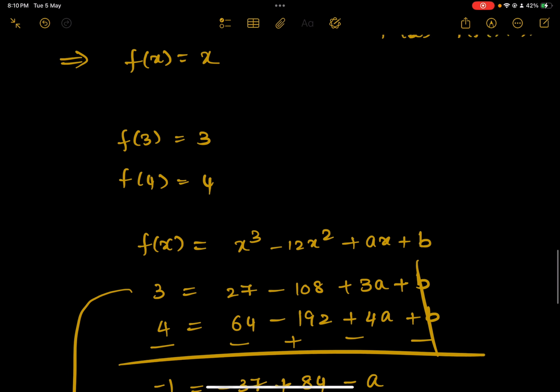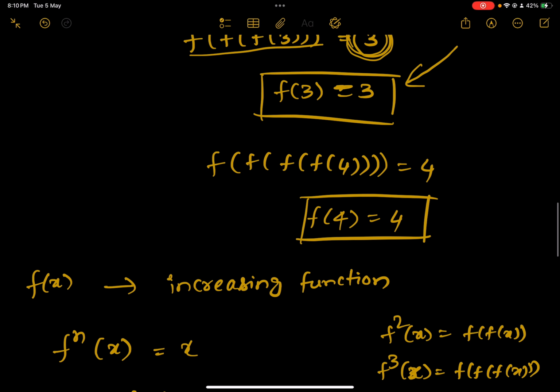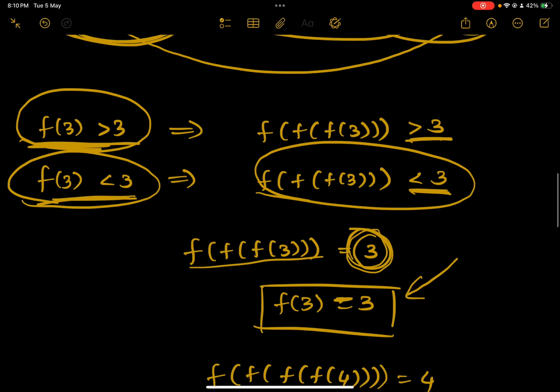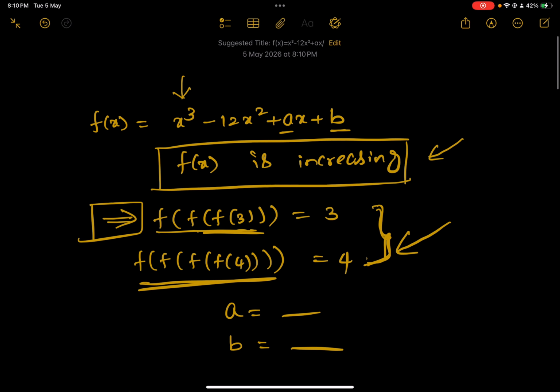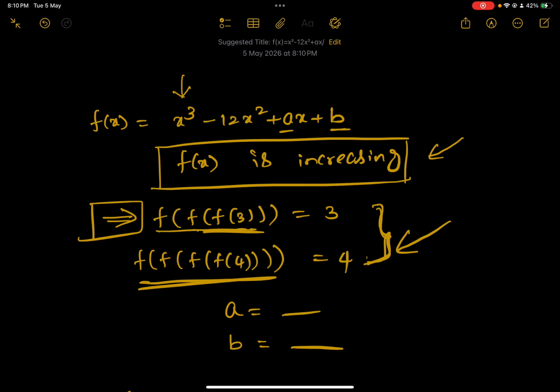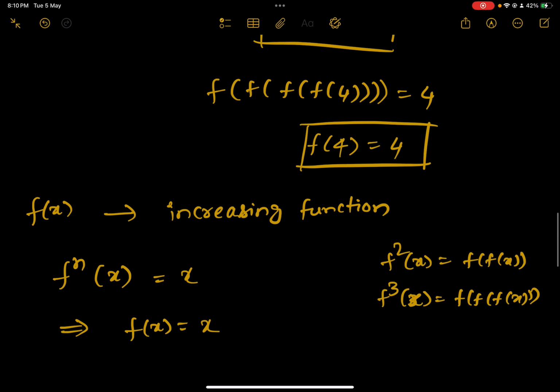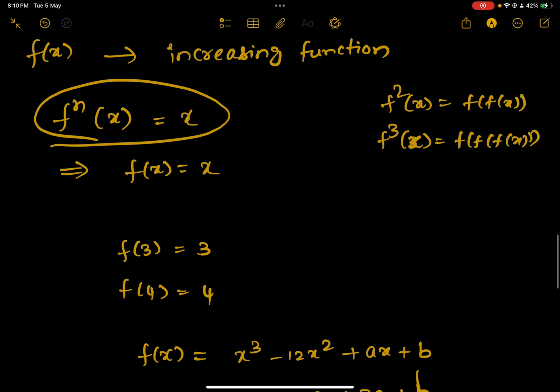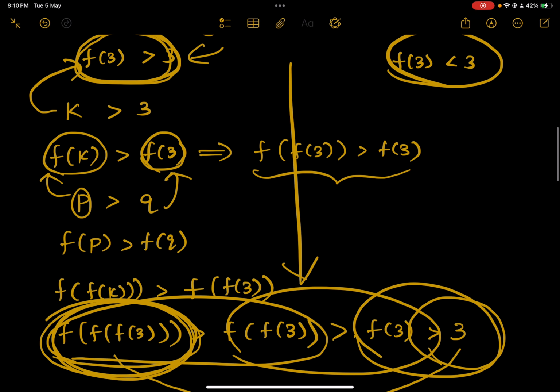I hope you have enjoyed watching this video. The idea was to present this particular concept for increasing functions. If there is an increasing function, then if f^n of x is equal to x, then f of x is also equal to x. You have also seen how this is derived here.